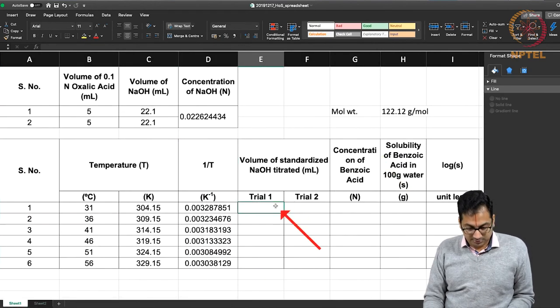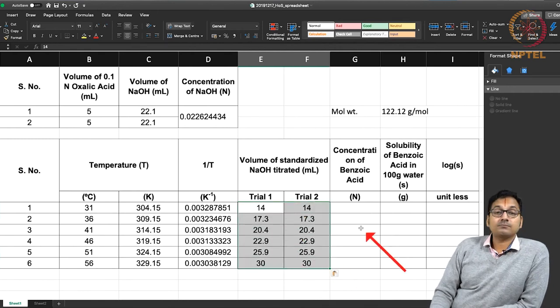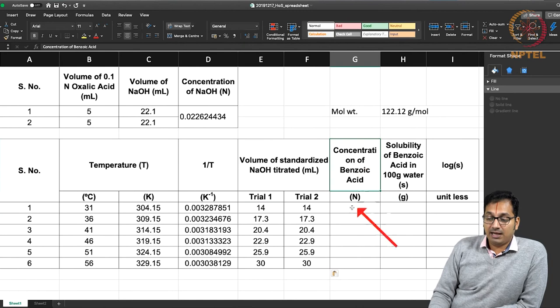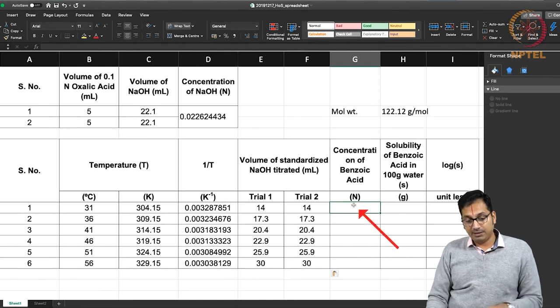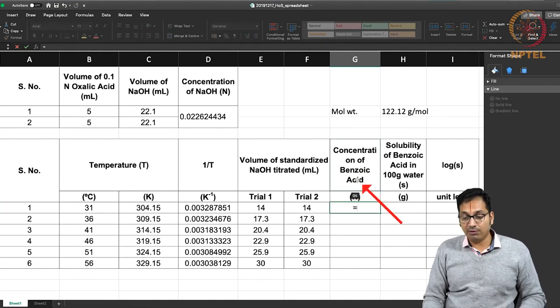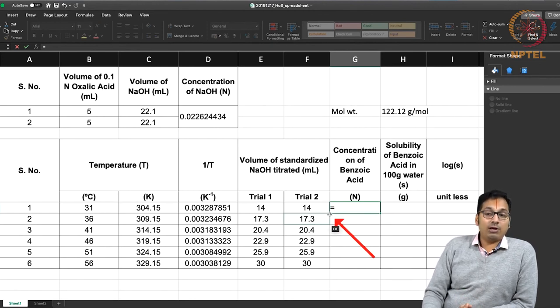Now, these are the concordant values of the solution of NaOH that was used to standardize or to determine the concentration of benzoic acid. As you are able to realize, what will end up happening here is that you are going to have a concentration that goes in the fact that it's V1N1 equal to V2N2 again. So what you are trying to do here is to determine the amount of benzoic acid that has been dissolved. In order to get this, you will take the product of volume and concentration of sodium hydroxide divided by the total volume that you have taken.